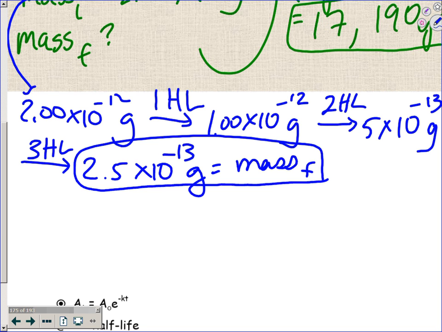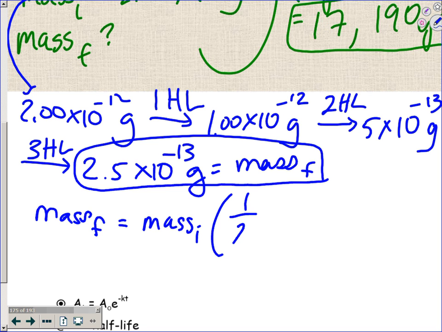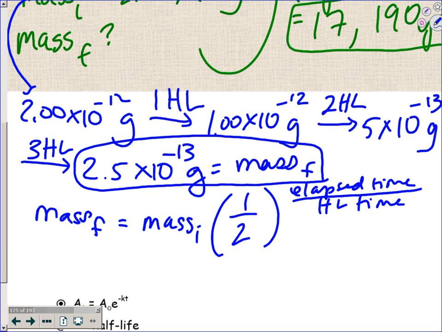Another way to approach it, though, would be like, it's related to PERT. When I say PERT, you know what I'm talking about? Yeah. Okay, so it's related to that, but we're going to modify a little bit, okay? So write this equation down. Mass final is equal to mass initial times parentheses 1/2 raised to the power of, I can say this in 2 ways, but I'm going to use the more complex version first. Elapsed time over half-life time. HL means half-life.